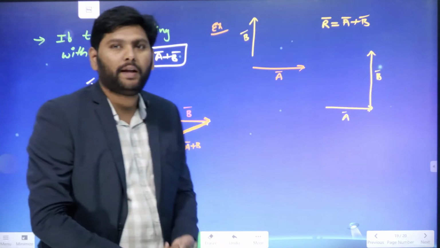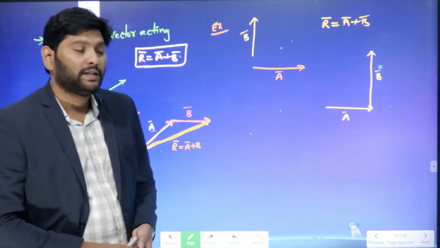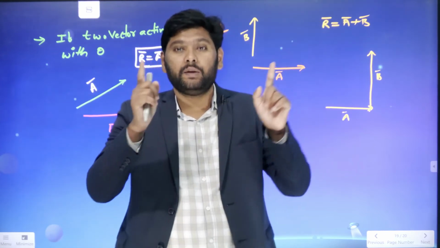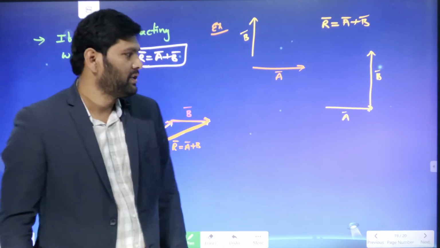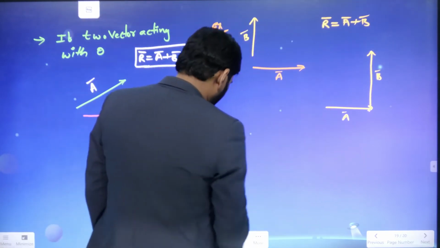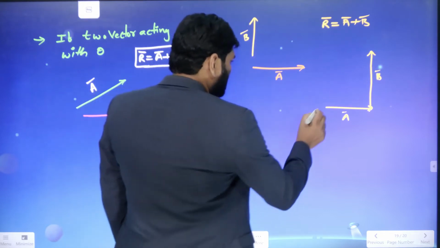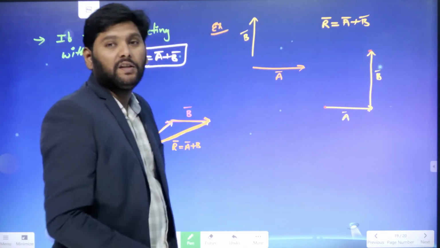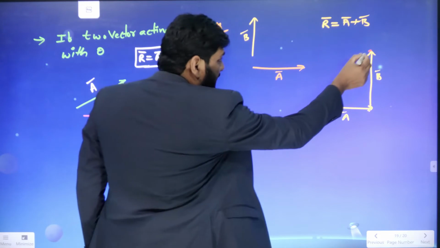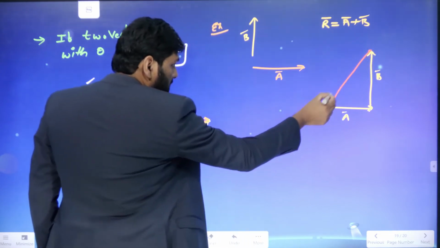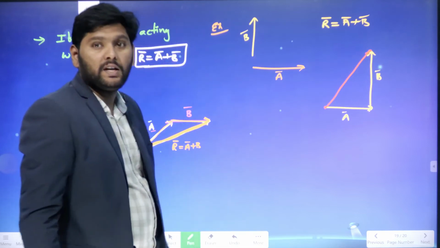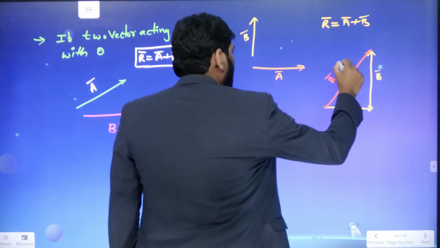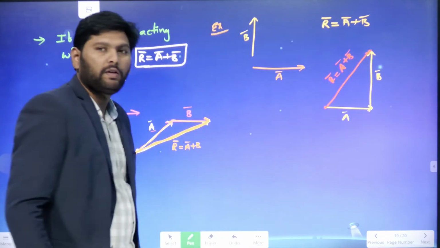Now who will show the resultant vector here? The line joining the initial vector's tail to the final vector's head represents your vector addition. Got my point? So now I am taking the line joining. This is your tail of the first vector, and this is your head of the second vector. This line joining represents your resultant vector, that is R bar. R bar is equal to A bar plus B bar. This is your vector addition.